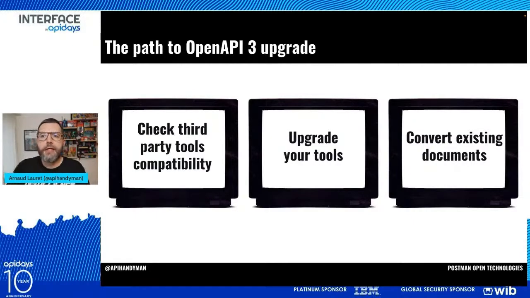And then you may convert your existing documents. No worries about that. Converting a Swagger 2 document to an OpenAPI 3 document is quite simple. There is no loss. And there are many tools. You can go check a website called openapi.tools that lists many tools that use OpenAPI, and there is a section regarding converters.